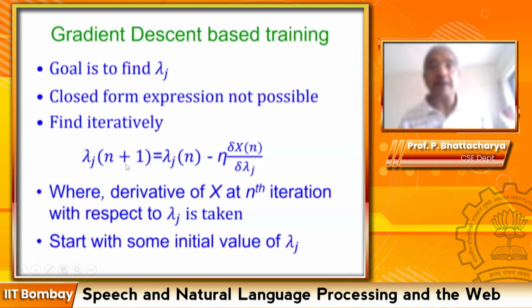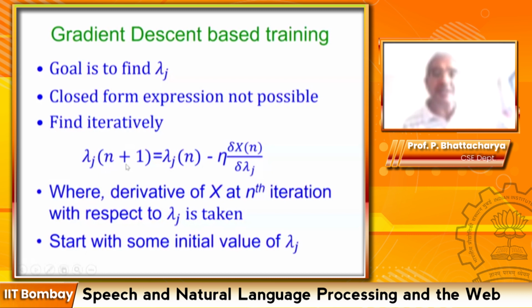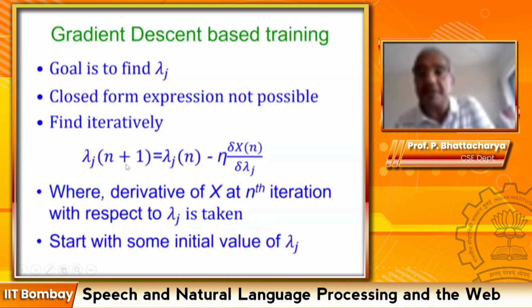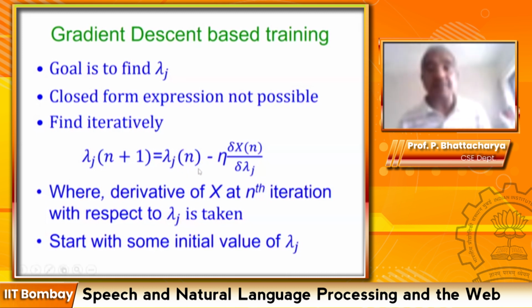Okay, so now I apply the gradient descent principle. Our goal is to find out the lambda j's, and a closed form expression is not really possible. You have to do a lot of algebraic work. So the way this is done is I take the lambda j value: lambda j n plus 1 is equal to lambda j n minus eta into delta xn by delta lambda j. This lambda j is also at the nth iteration. So this is called the gradient descent principle.